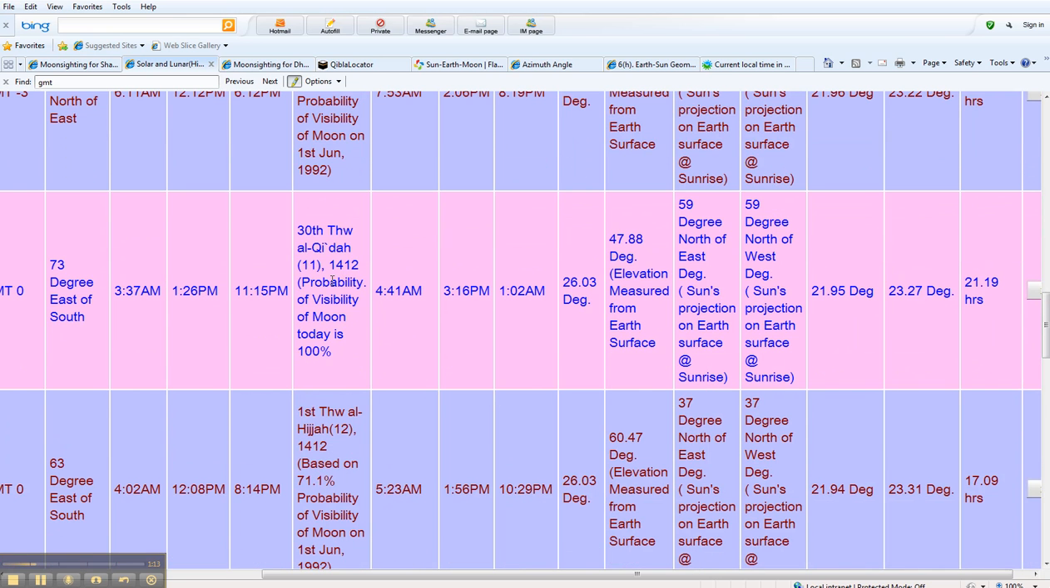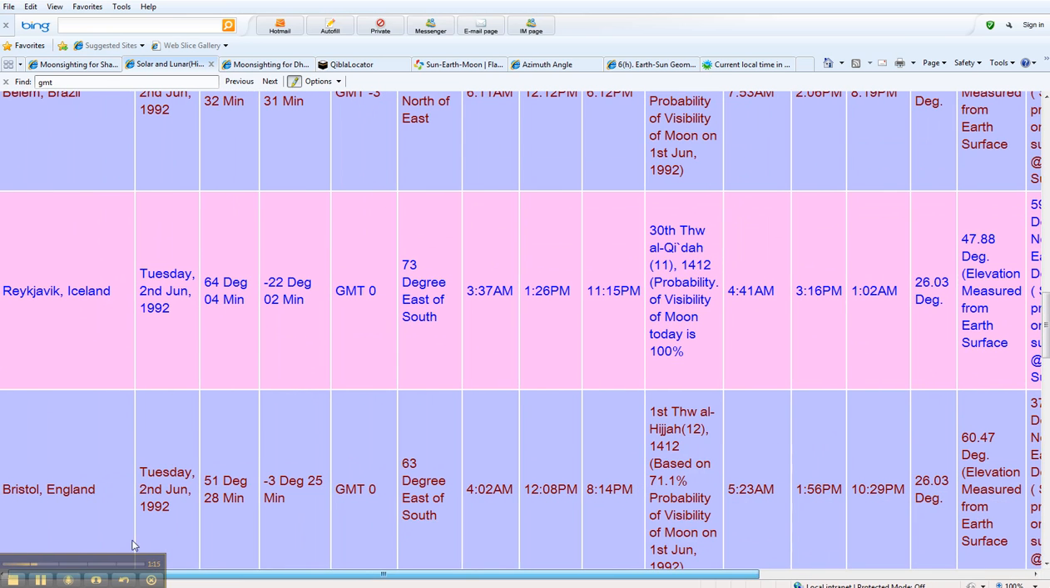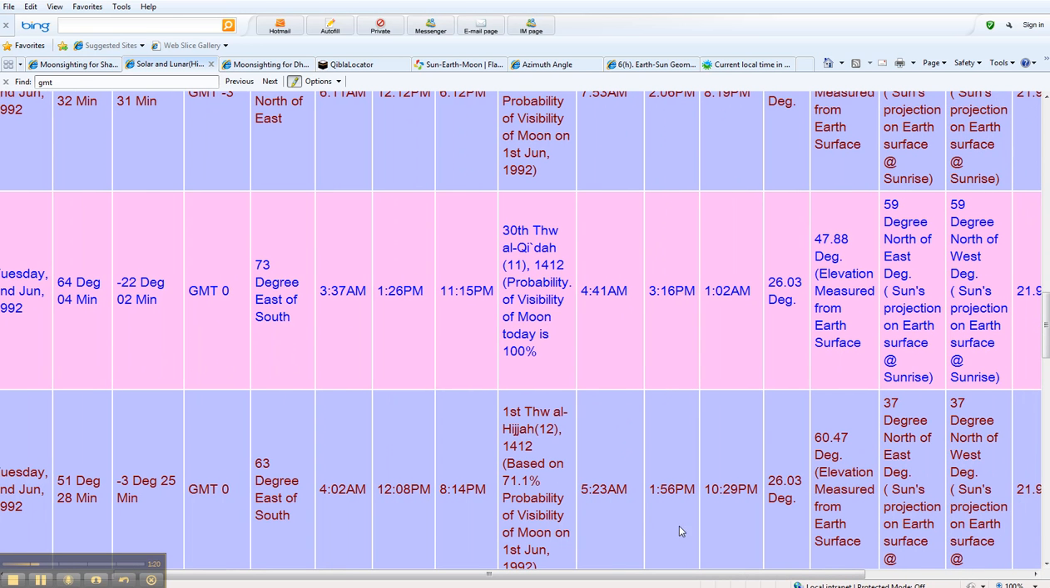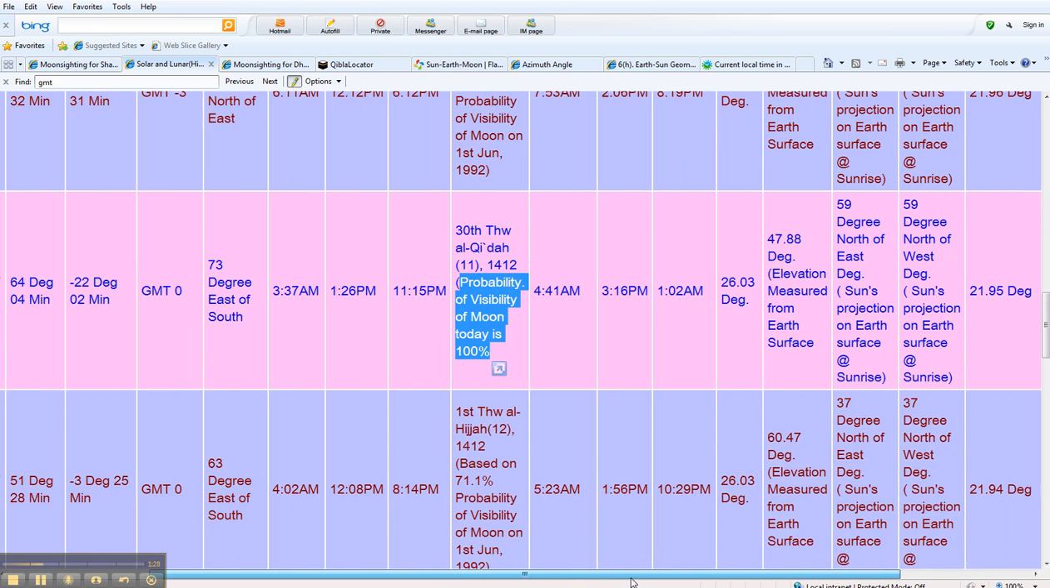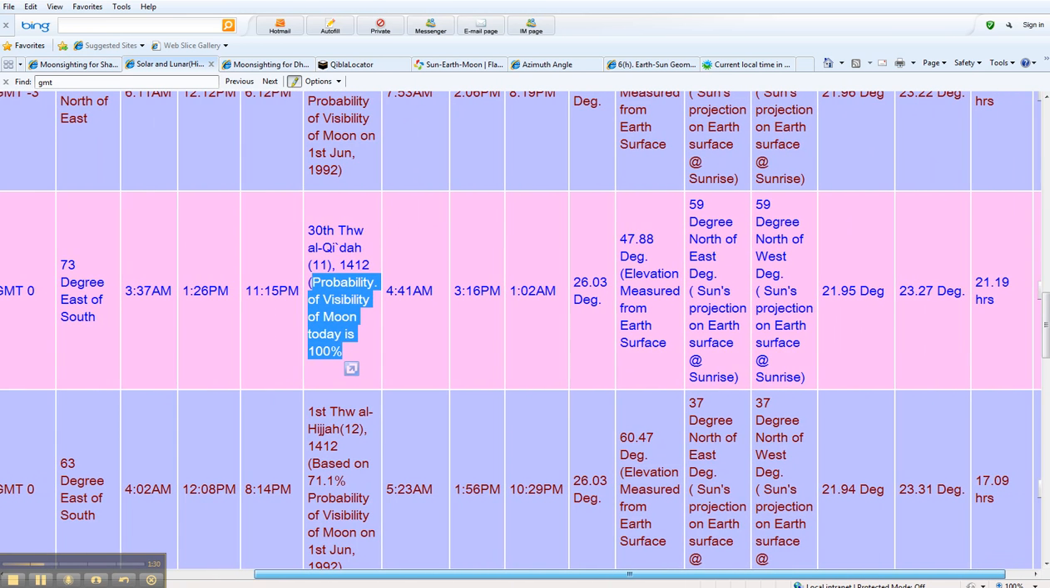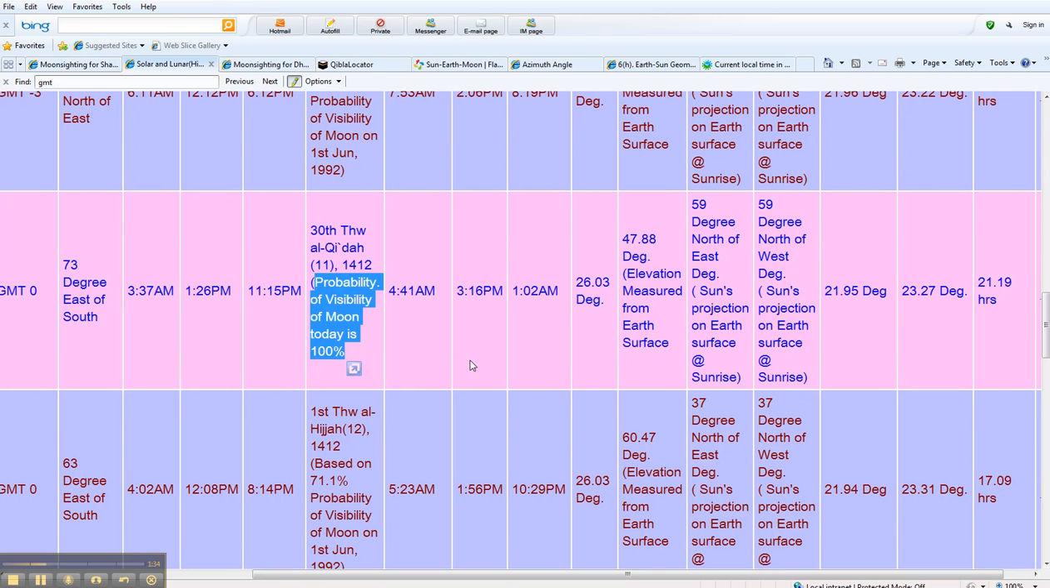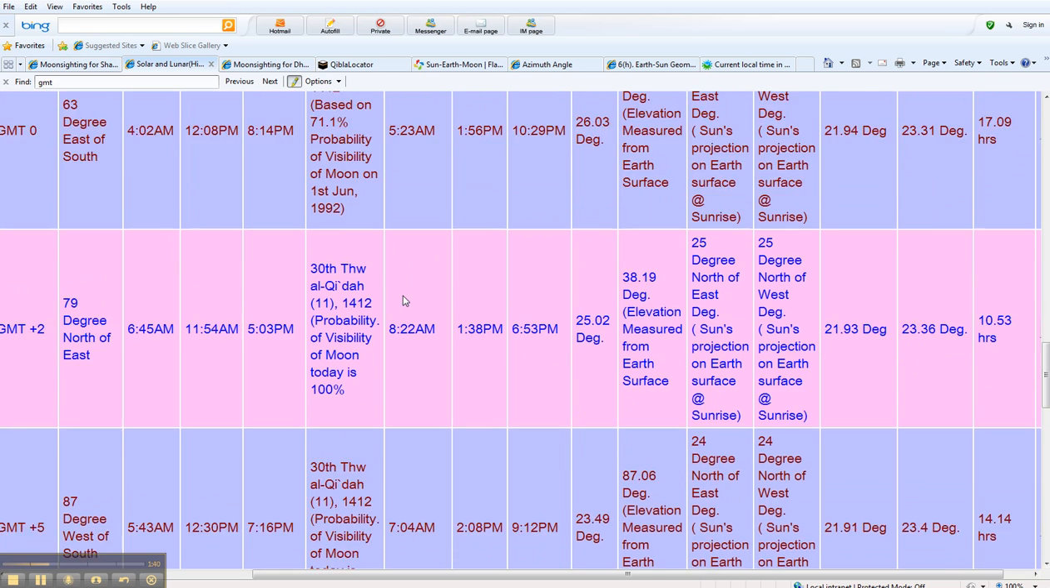Now there are certain areas like Iceland, let's say, for them the probability of a visible moon today is 100%. That means previous to today the probability might have been lesser than 50, so that's the reason today they are not celebrating the first day of the next month. So today is the last day of the previous month, right? So that is all about this.